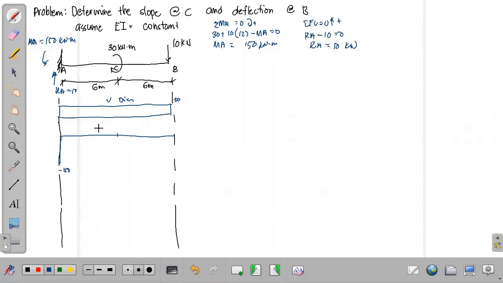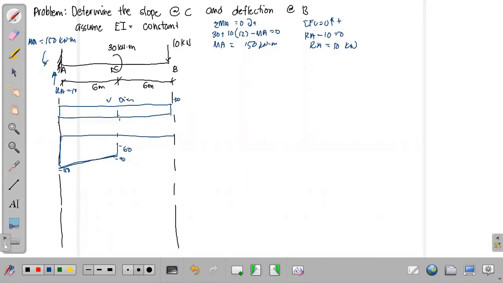At point C, the area of our shear diagram is 10 times 6, which is 60. So negative 150 plus 60 is equal to negative 90. We go up since our shear is positive, so this is negative 90. Then we have a clockwise moment, so we go up by 30. Negative 90 plus 30 is negative 60. It is a triangle, a straight line.